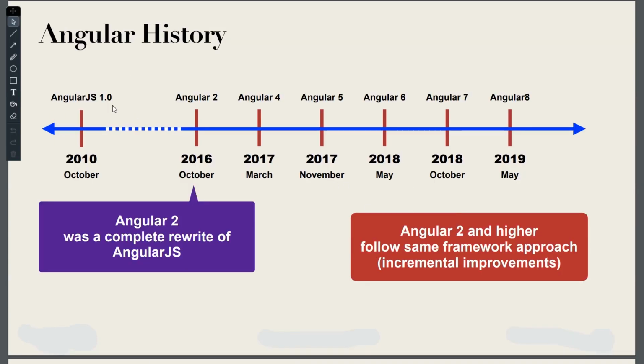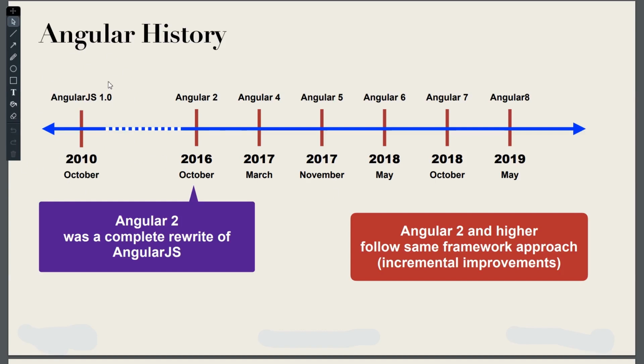Okay, then we have to look at the Angular history. If we are working on Angular, then we should definitely know the Angular history: when Angular was first invented, and what is the current version of Angular. This is what we have to know. Firstly, Angular was developed in 2010, as AngularJS, version 1.0. That is similar to JS, JavaScript.